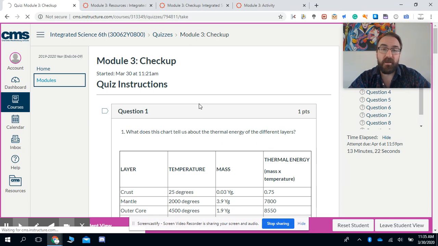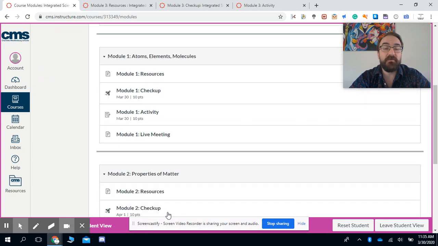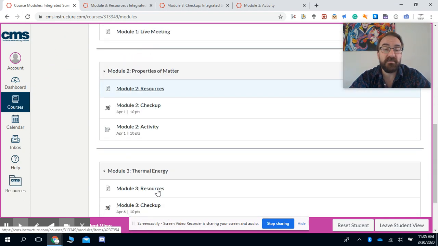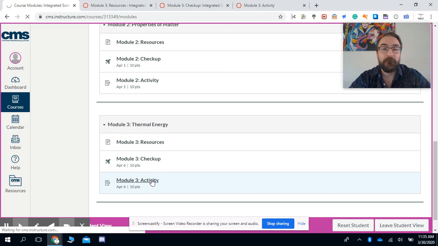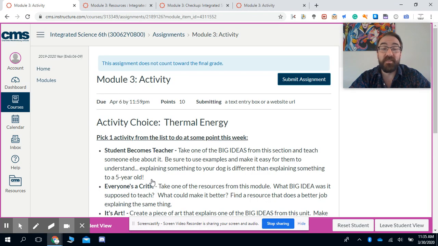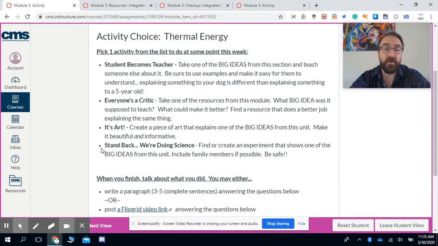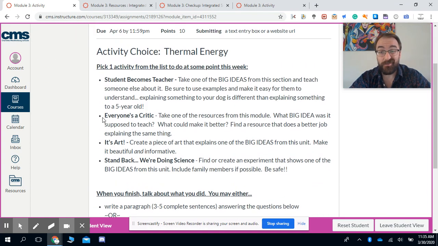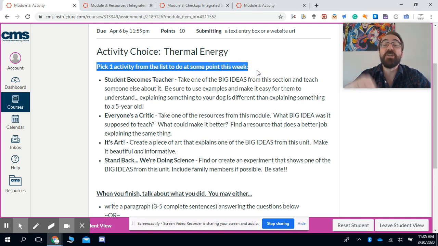When you're finished with the checkup, there is an activity. Now, I've seen some of you guys doing some of the activity things, and I love some of the things I've seen. Some of them, I want you to understand what is going on. You have a bunch of choices. What you do is you pick one activity that you're going to do.